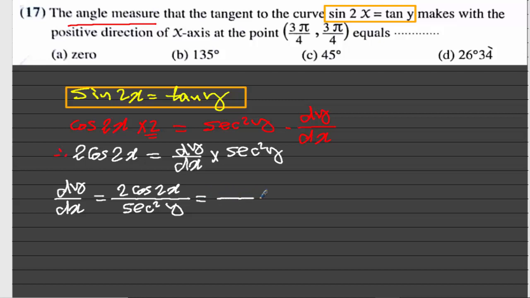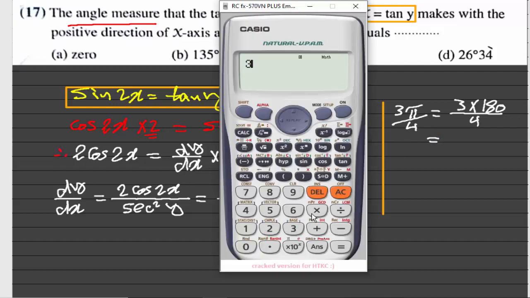And substituting these two coordinates, here is 3 pi over 4. To calculate it, 3 pi over 4 equals 3 multiply 180 over 4, and you can calculate it in your calculator like this: 3 multiply 180 over 4 equals 135.